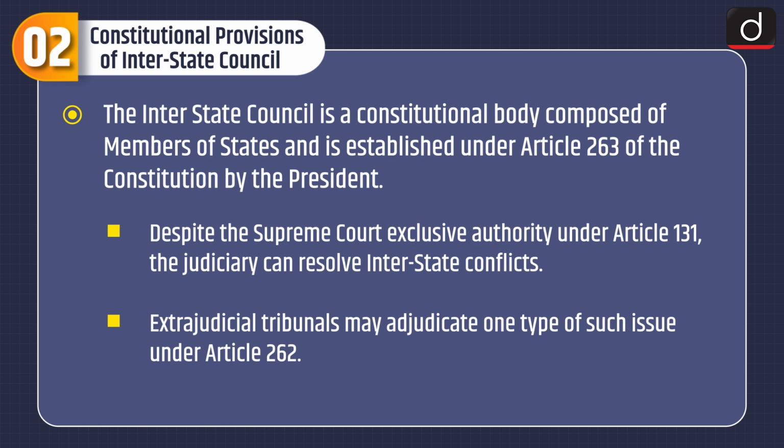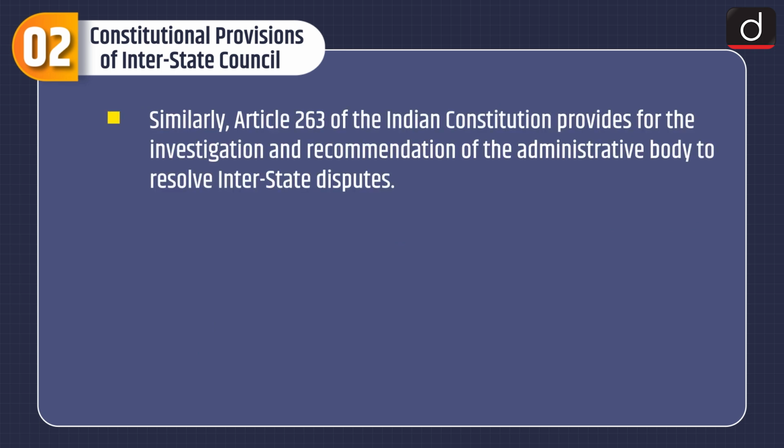Extrajudicial tribunals may adjudicate one type of such issue under Article 262. Similarly, Article 263 of the Indian Constitution provides for the investigation and recommendation of the administrative body to resolve interstate disputes. Now let's discuss about composition of Interstate Council.